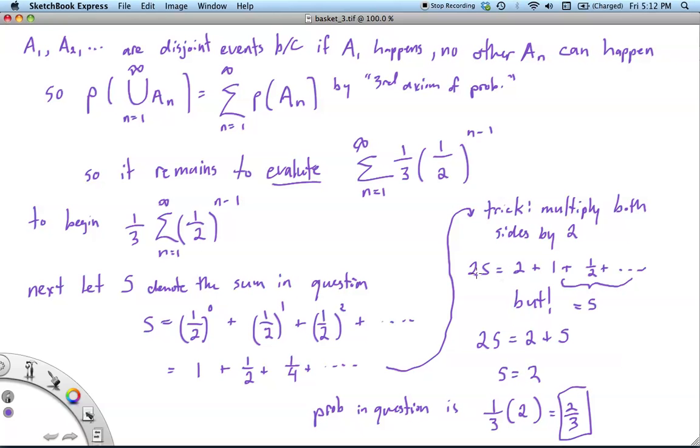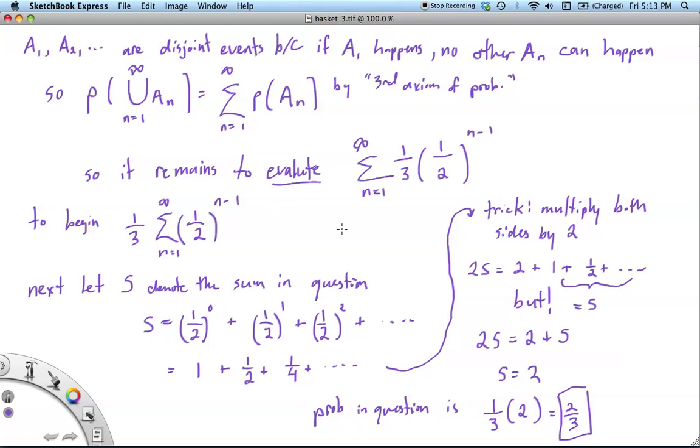When you do that, you get 2s is equal to 1 times 2 is 2, plus 1/2 times 2 is 1, plus 1/4 times 2 is 1/2. And what you see is that, the way that we originally defined s, we get s again in the expression. So we can simplify and just write that 2s is equal to 2 plus s. Using a little bit of algebra, you solve that and you see that s is equal to 2. So the probability we're after in the basketball question is, drumroll please, 1/3 times 2, or 2/3.